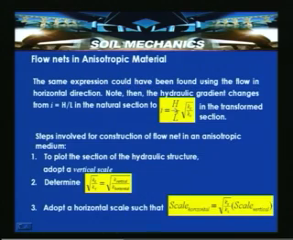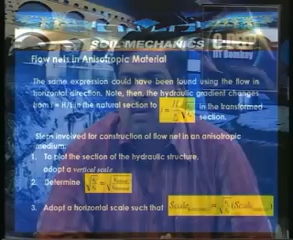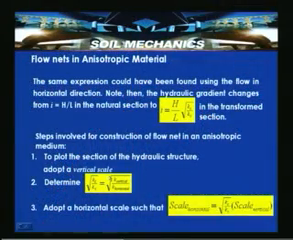Now, the steps involved in the construction of the flow net for a soil which has anisotropicity as far as permeability is concerned. First, for any hydraulic structure under consideration, plot the section of the structure adopting a vertical scale, and determine the ratio root over kz by kx, that is nothing but root over k vertical by k horizontal.